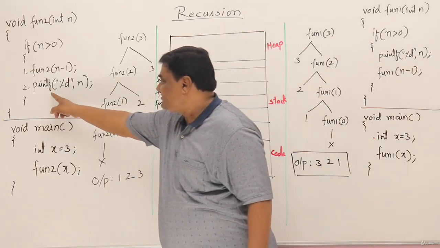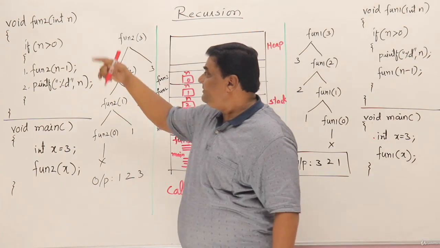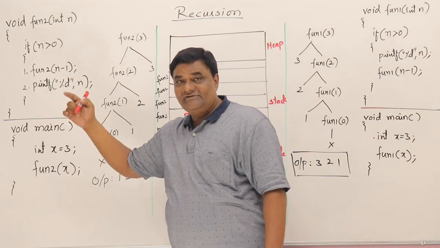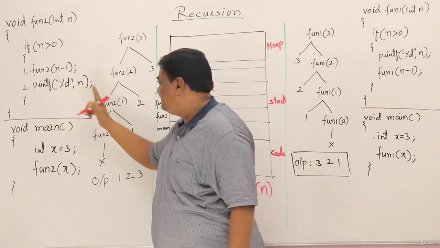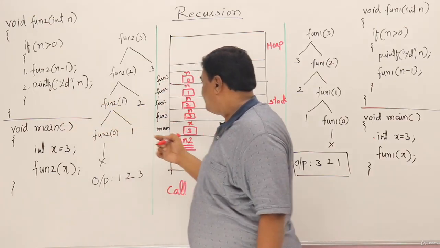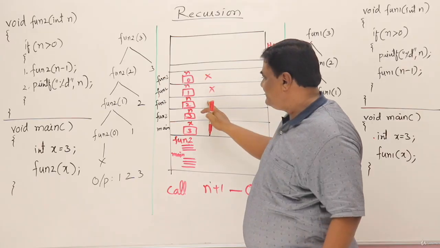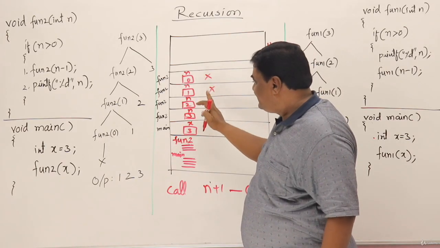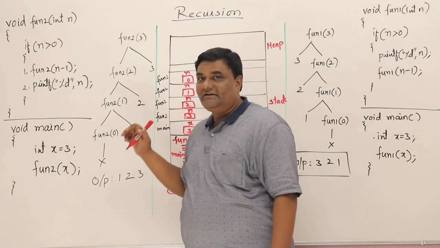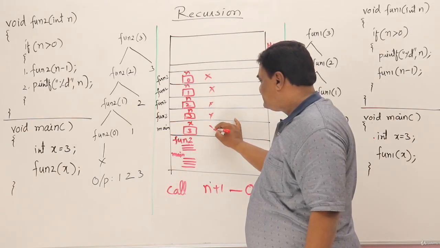Once it has finished, it will come out and this activation record is deleted. It will go back to the previous call. In the previous call, again it has finished the first line, now it has to do this. So print n. What is the value of n now? The topmost activation record in the stack, you can see, has n value 2. So 2 is printed. Likewise 3 is printed and all these activation records end.